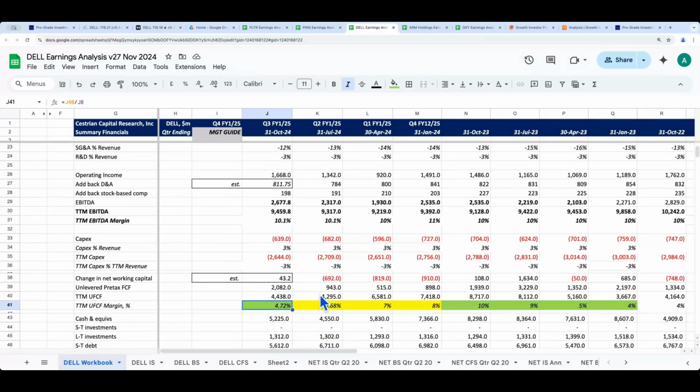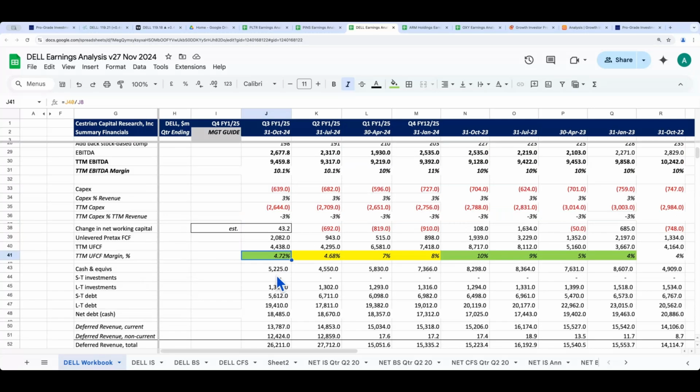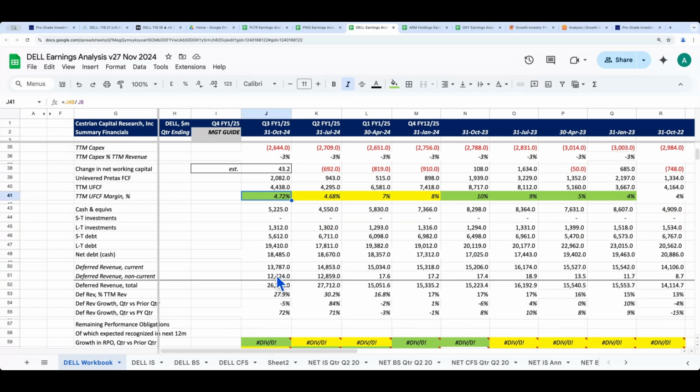The company's levered, so $18 billion of net debt and $10 billion of trailing 12-month EBITDA, so it's a little bit shy of 2 times net levered. That's okay. And again, on fundamentals, pretty good.